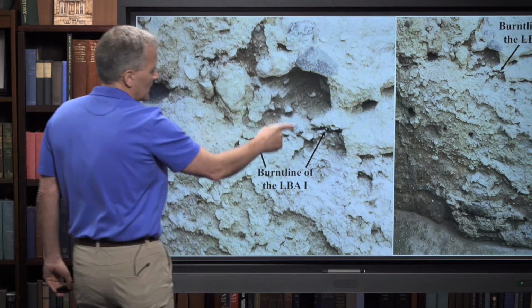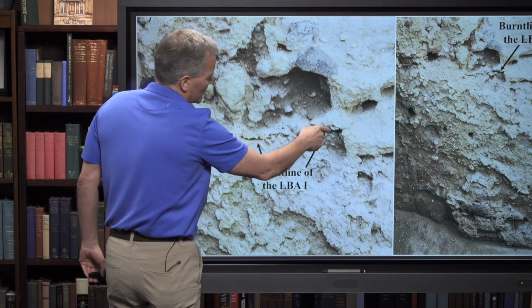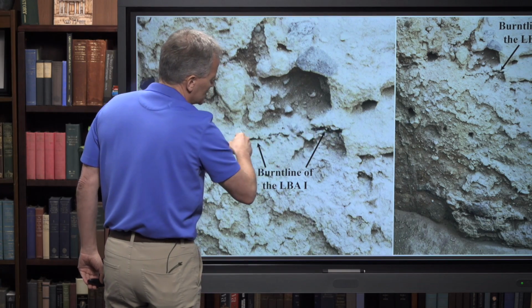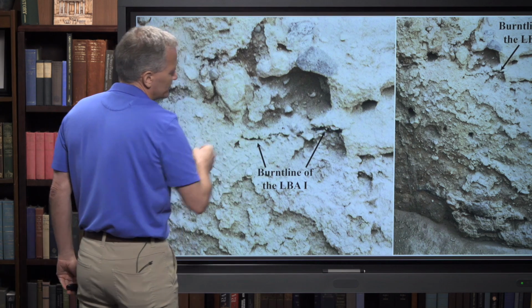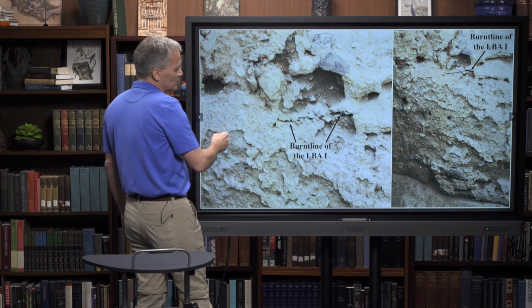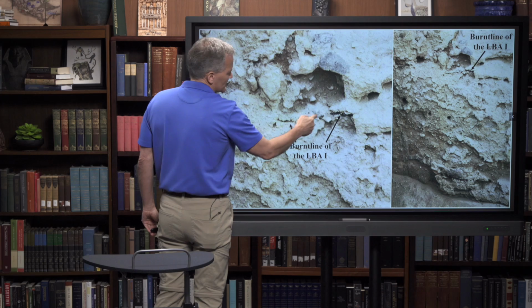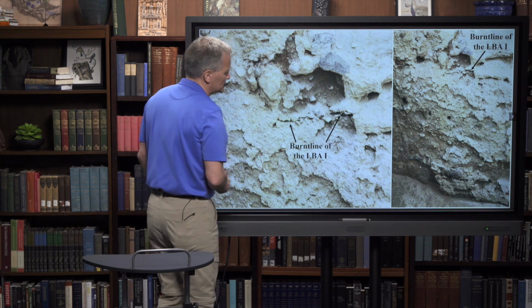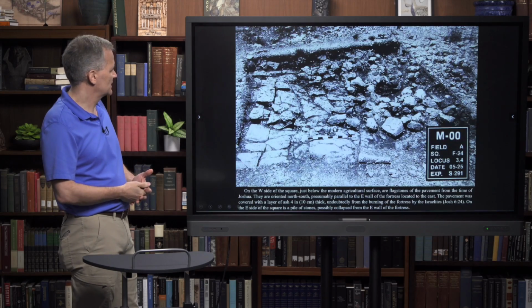There's even images such as this that show portions where there was this destruction by fire. So this I would connect to the Late Bronze Age 1. I and others would connect to the Late Bronze Age 1 destruction of the city of Jericho. Very clear remnant of that destruction of the city by fire.